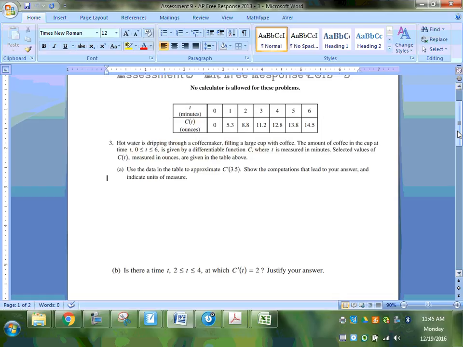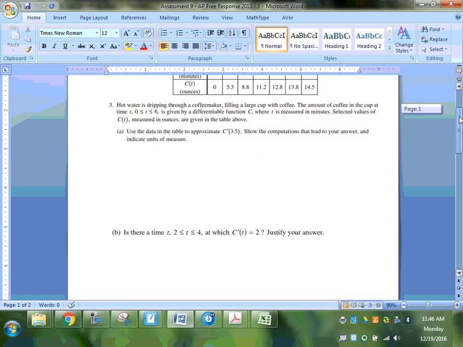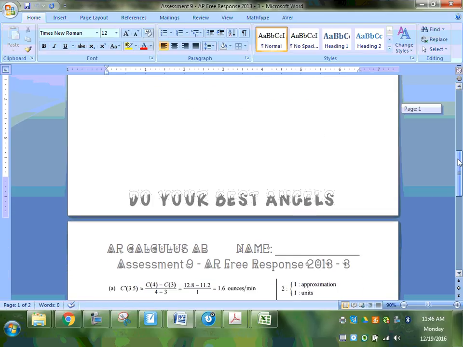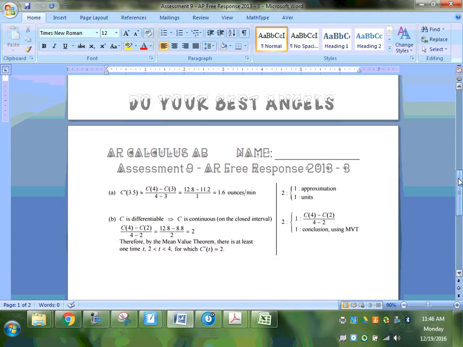You need to go through and apply the mean value theorem. Before you can apply the mean value theorem, what do you need to state? Thank you. Now here's a breakdown of everything that he said. Let's see how many points he gave. Did you say it's differentiable and continuous? Yes. According to yours, if I remember right, yes.